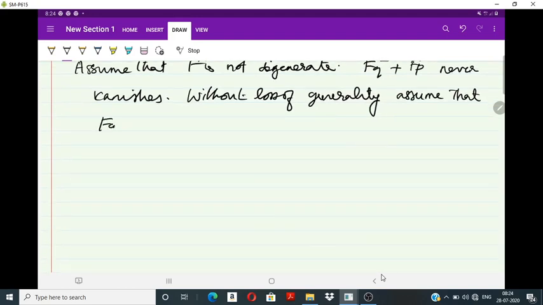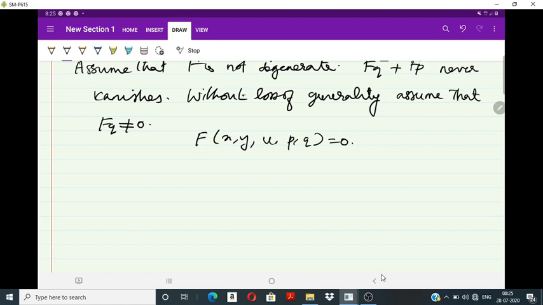Assume that fq not equal to 0. Then fq not equal to 0 is what we have obtained now. If fq not equal to 0, what can we write for the first equation? The first equation is the nonlinear PDE f of x y u p q equal to 0, isn't it?